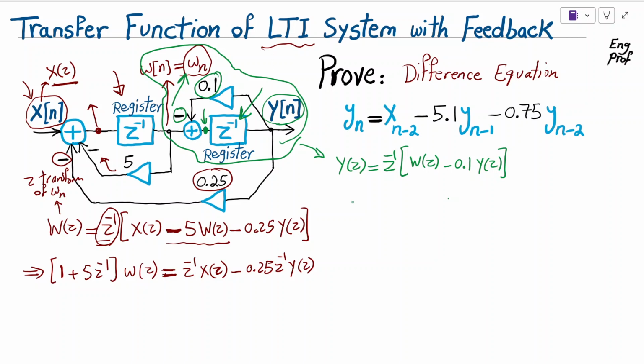If I just reshuffle things around and clean up, here's what I get. I get 1 plus 0.1 z minus 1 times Y of z is equal to z minus 1 W of z. So all I'm trying to say is I can just clean up.